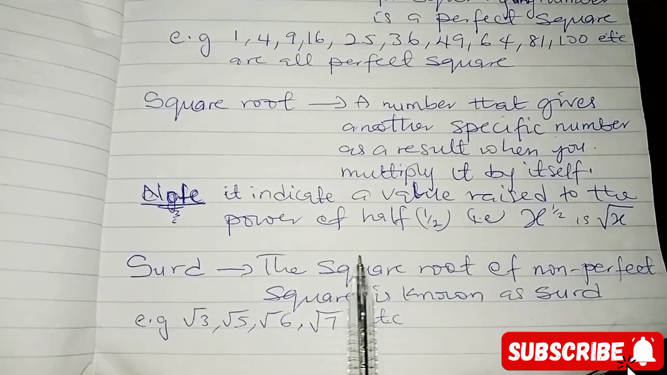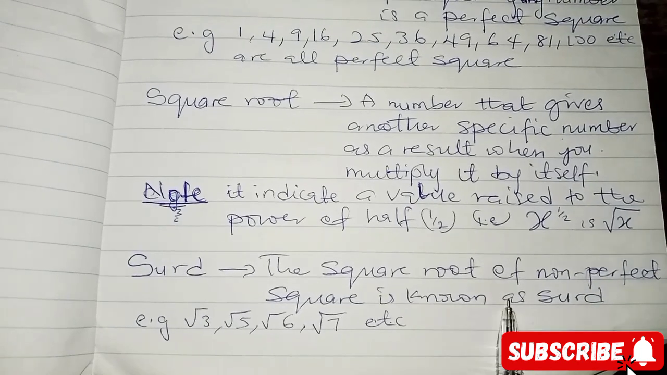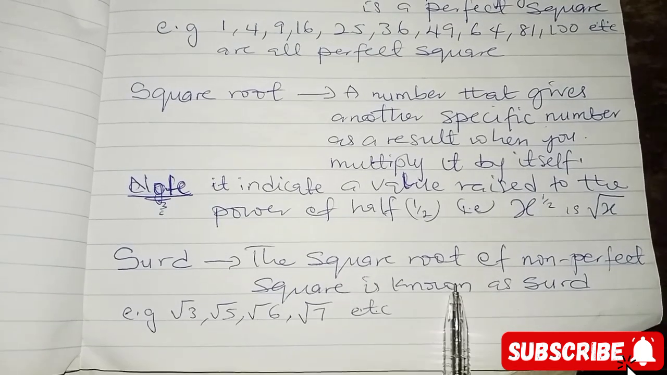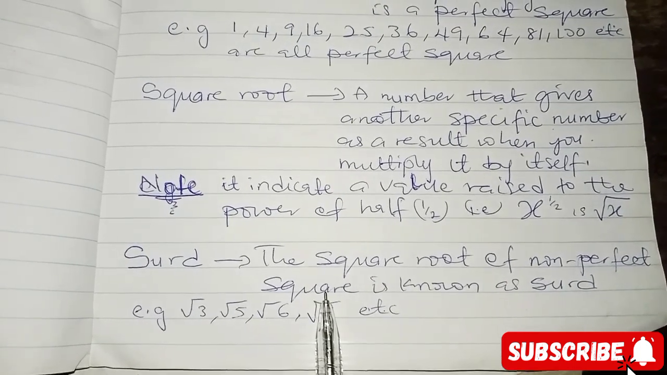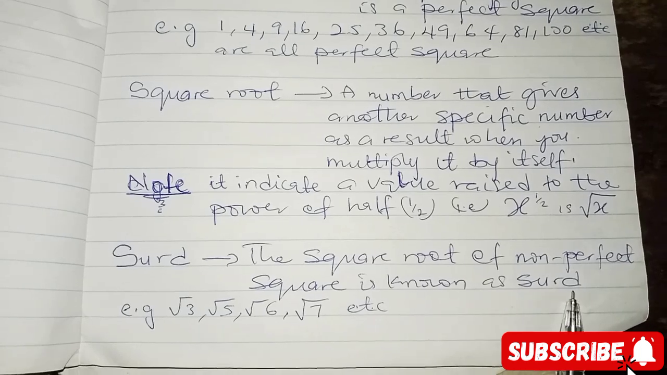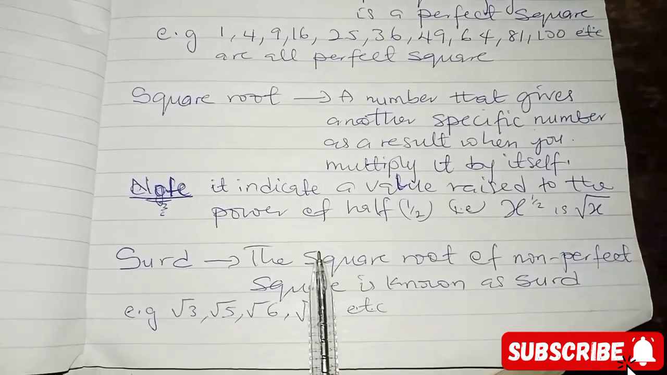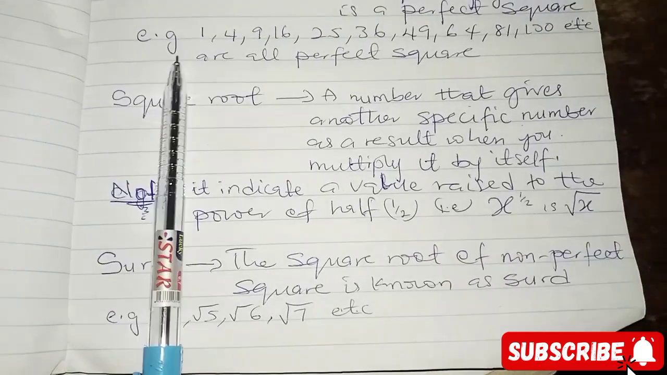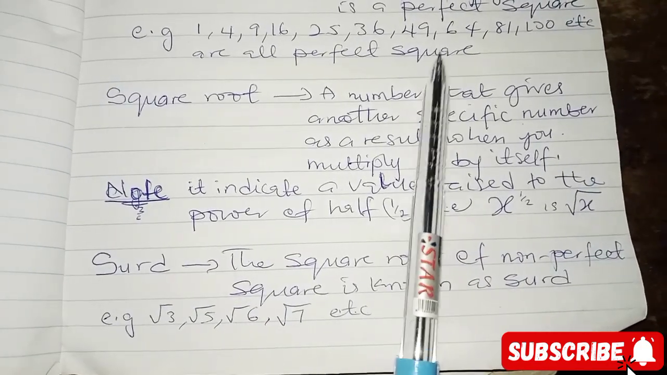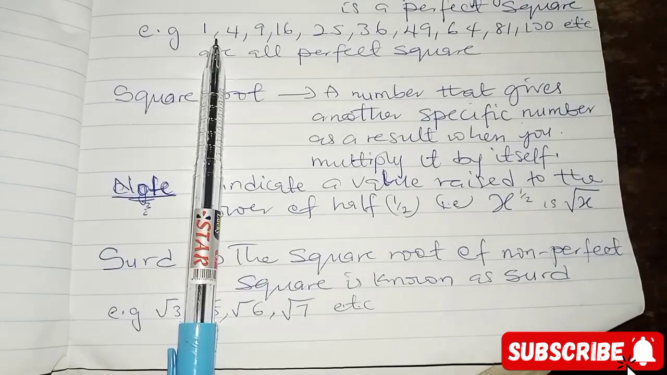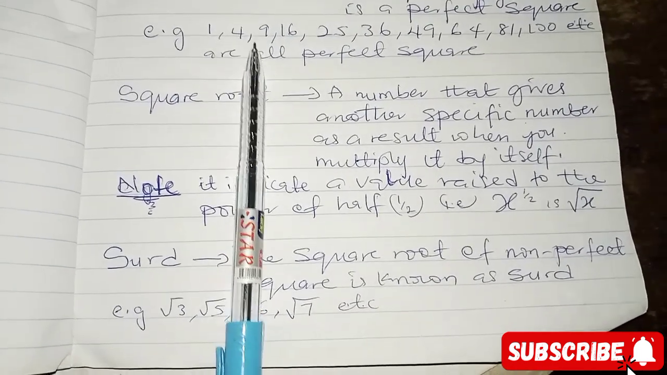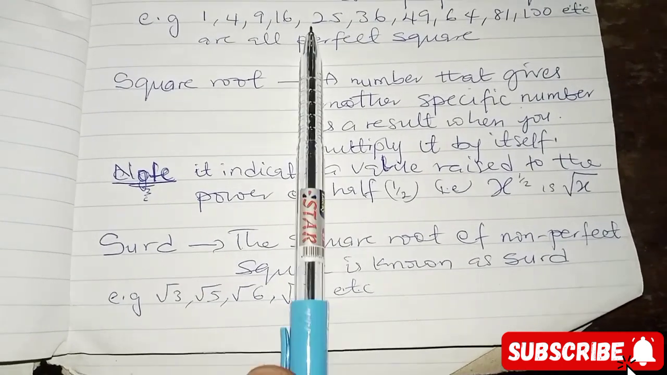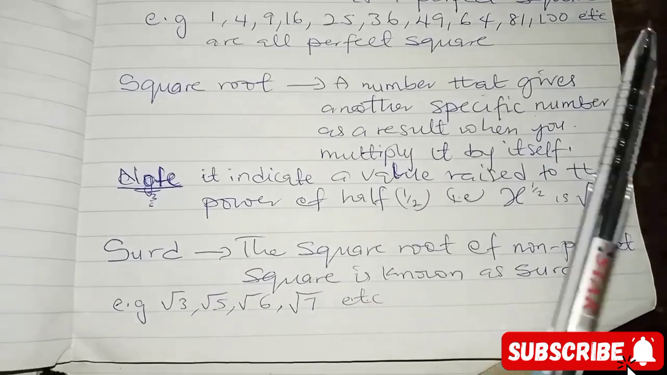What is a surd? The square root of a non-perfect square is known as a surd. So when you are looking for the square root of a non-perfect square, we say it is a surd. Remember what we said are perfect squares: 1, 4, 9, 16, 25, 36. That is to say, numbers like 2, 3, 5, 6, 7, 10, 11, 12, 13, 14, 15 are non-perfect squares. All those numbers are examples here.